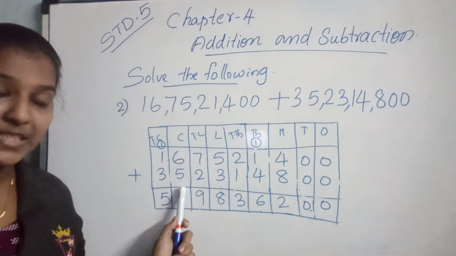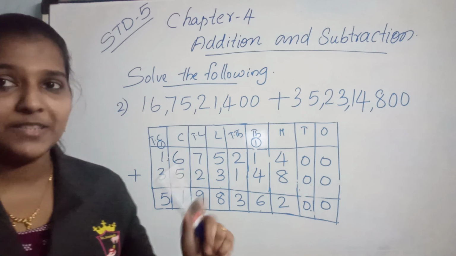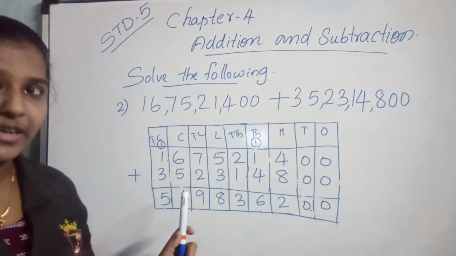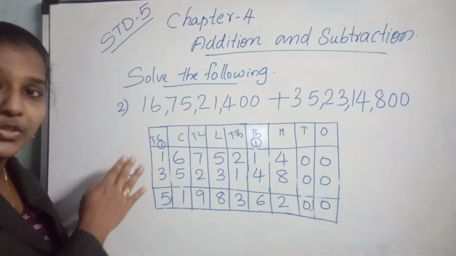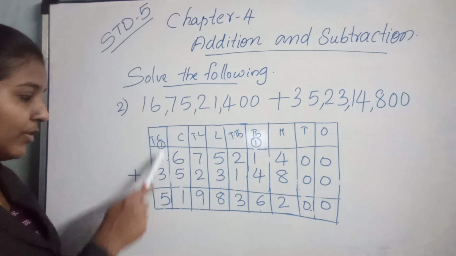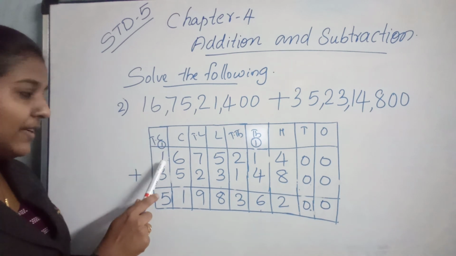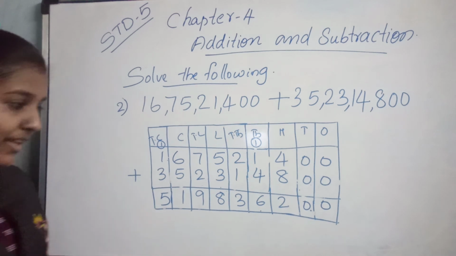Then 6 plus 5 is 11. Isn't it? 5 plus 5 is 10. So 5 plus 6 is 11. So from 11, the ones place digit you can write here. The tens place digit you can carry over to the next place. So in 10 crores place, there will be 3 digits to add. That is 1, 1, 3. So 1 plus 1, 2. 2 plus 3, 5. Yes. So we got the answer.